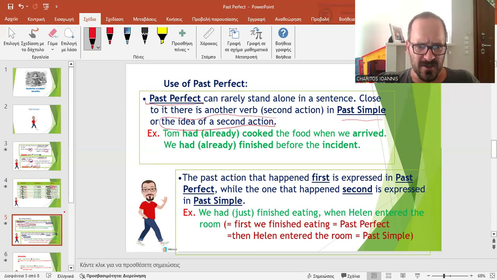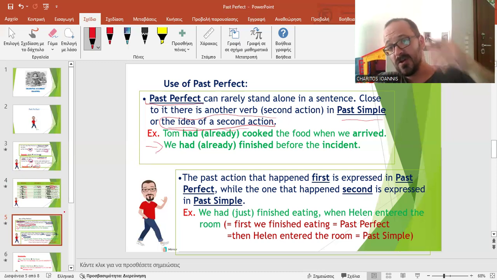Let's observe carefully the second example here. We had already finished before the incident. There is no second verb here. There is no past simple. What, then, is what we said up here? There is the idea of a second action. The incident is a second action, an action that followed, because we had finished first, right? And then the incident took place. So I don't know what the incident was, but I know that a second action followed the first. This is why we see this past perfect there. We had already finished.